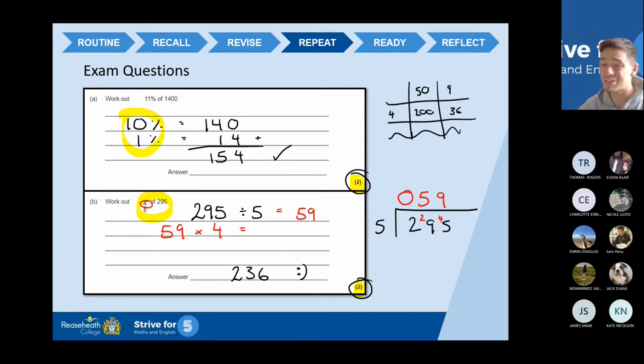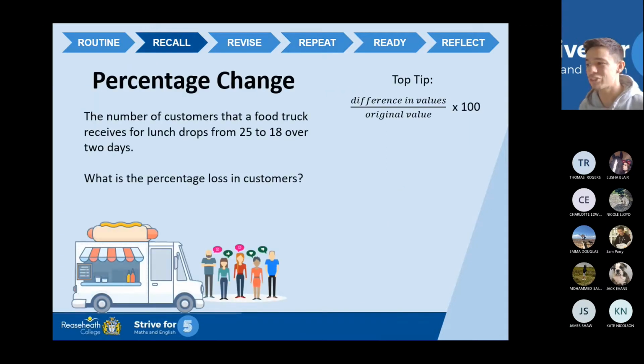Okay, but you guys are looking pretty crafty. We're looking pretty good on these. We're now going to look at something called percentage change. Percentage change, okay? Now, let me try and explain what percentage change is.